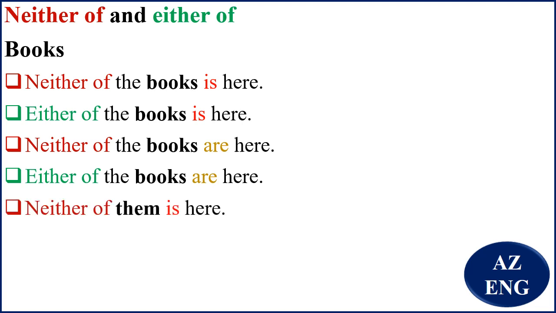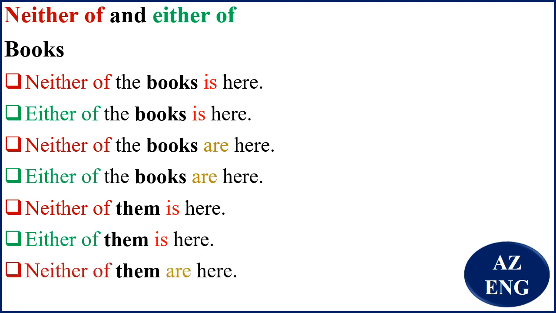Now we are using the pronoun instead of the noun. Neither of them is here. This is correct. Either of them is here. Neither of them are here. Correct. And either of them are here. This too is correct. So this means, in a case where you are using neither of or either of, like you've got the books, you can think of more examples. I can use is or are. Good.